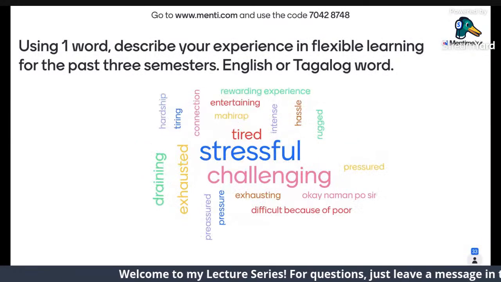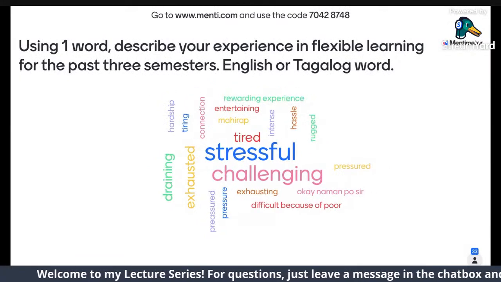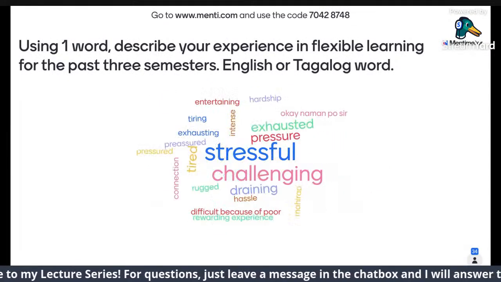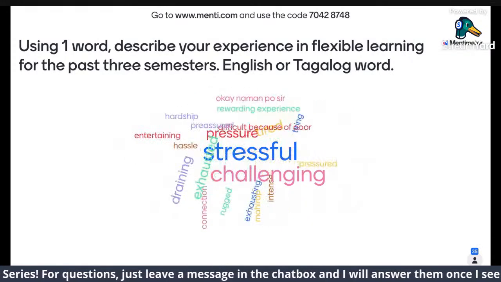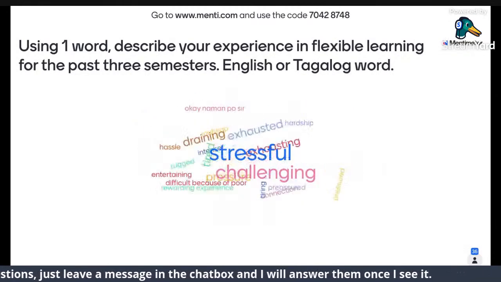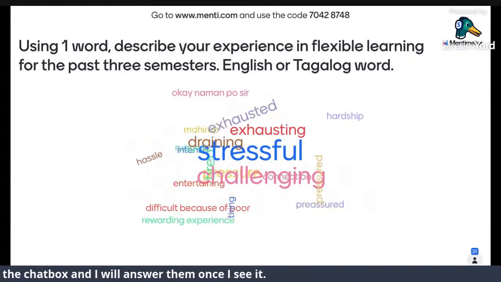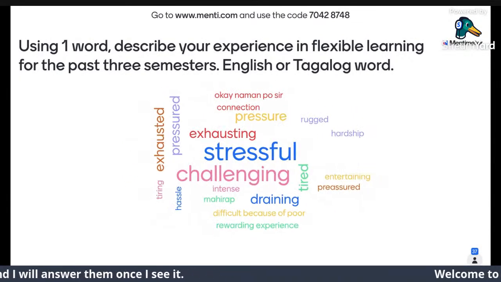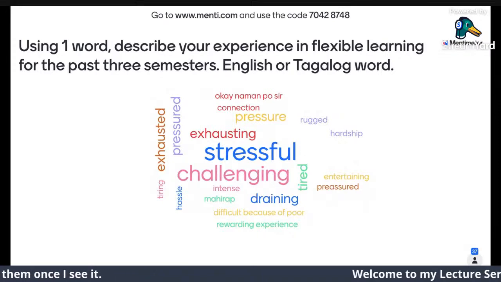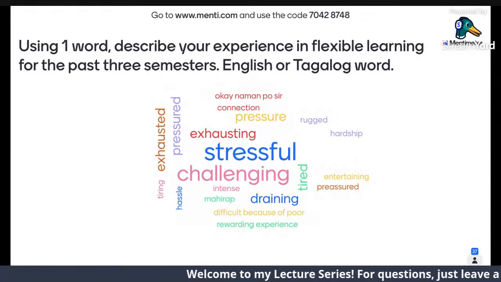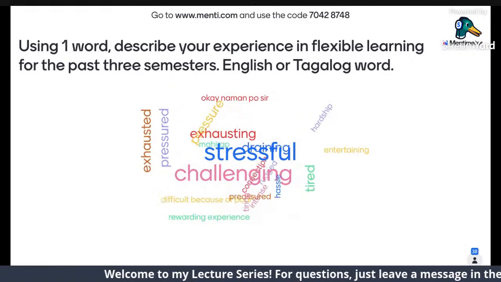Lalong-lalo na ngayon, ano? Dati, you can work collaboratively with your classmates, but now, most of the time, you work alone at home. Okay, so that's probably it's stressful and challenging. Yeah, it's really challenging. All right. So, ano pa bang hindi ko nabasa rito? Pressured, mahirap, difficult, rewarding experience.